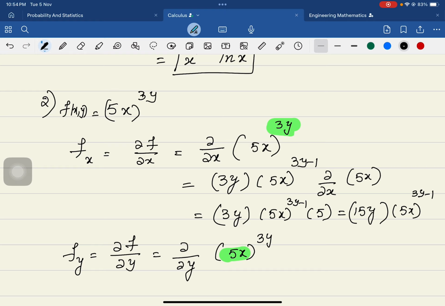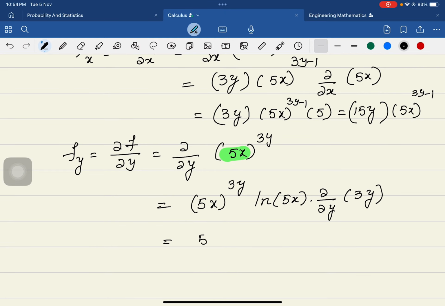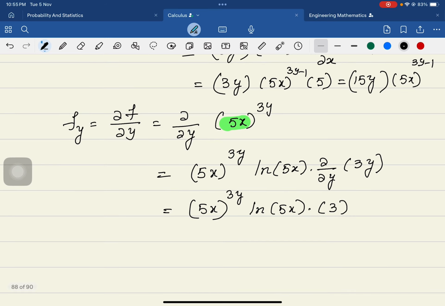So the constant is 5x. So now we have to use the case where the base is the constant. So use the second formula, which gives 5x^(3y) times ln of 5x. Now the chain rule: the partial derivative of the power, which is 3y. So now it is 5x^(3y) times ln of 5x times ∂/∂y of 3y, which is 3. So this is your fy, and that is fx.